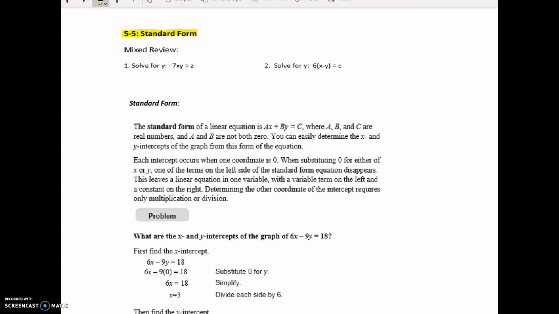Hello. We're going to start today's lesson over section 5.5 by doing a little bit of review. These problems actually go back a few chapters to when we talked about literal equations. Remember, we talked about you can solve for any variable in a literal equation. So I'd like you to try the mixed review.